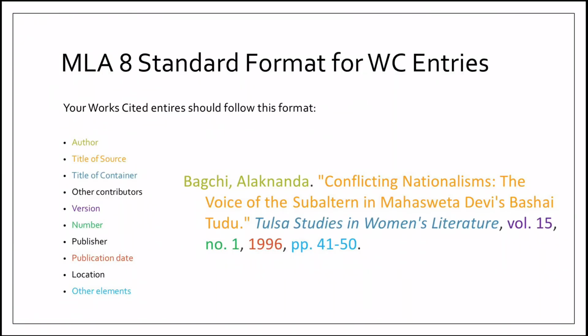Next, we're going to have the publisher, and here there's no publisher. If you had it, you can add it in. Here we need the publication date. If you have that, that's good. And then the other elements. On this, pages 41 to 50, of course, is where this article is going to be within the container, the Tulsa Studies in Women's Literature container.